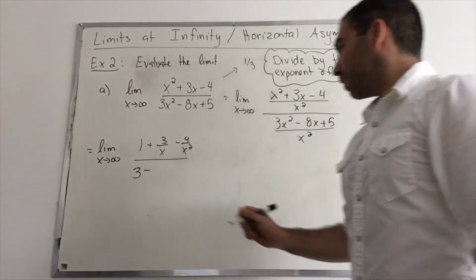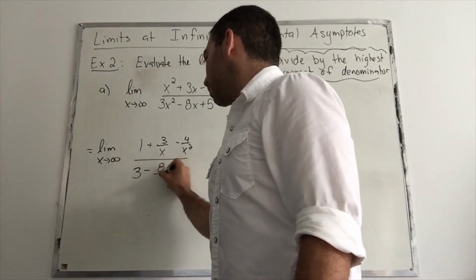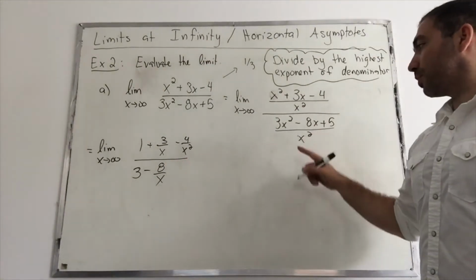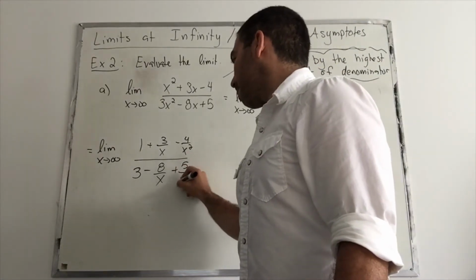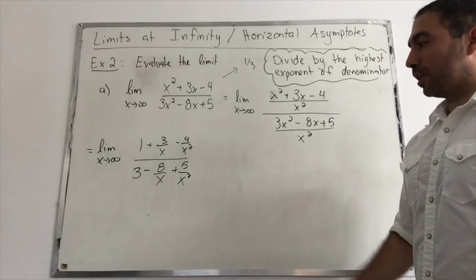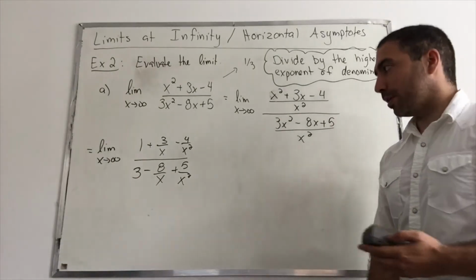8x over x squared is negative 8 over x. Again, one of the x's cancel. And then lastly, we have 5 over x squared. So plus 5 over x squared. Okay. So we have it in this form. Why do we want it in this form?